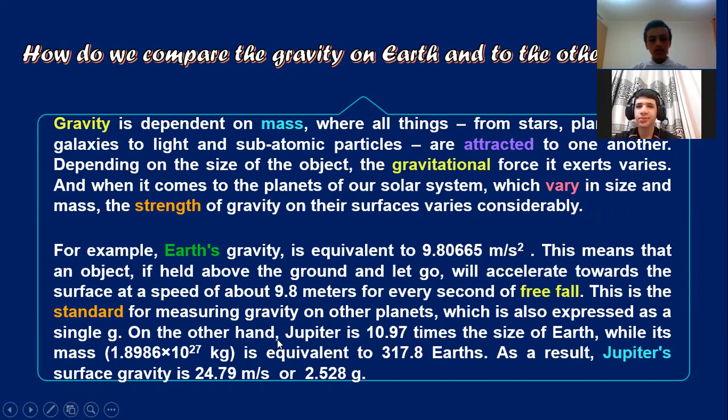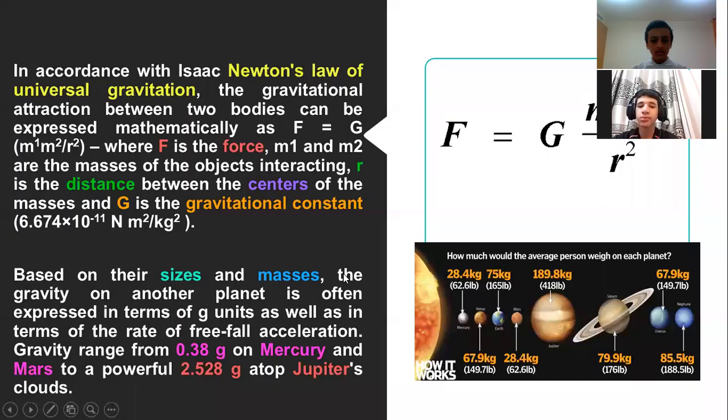On the other hand, Jupiter is 10.9 times the size of Earth, while its mass is equivalent to 317.8 Earths. As a result, Jupiter's surface gravity is 24.79 meters per second squared.